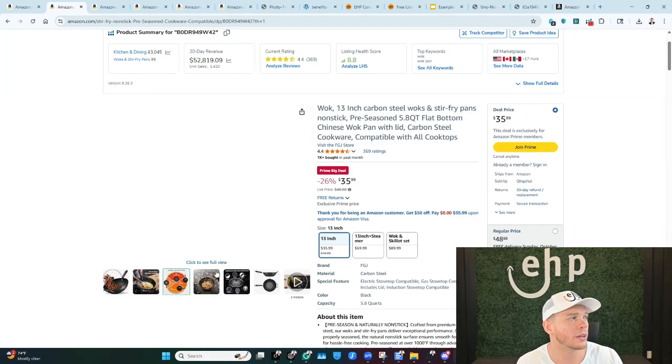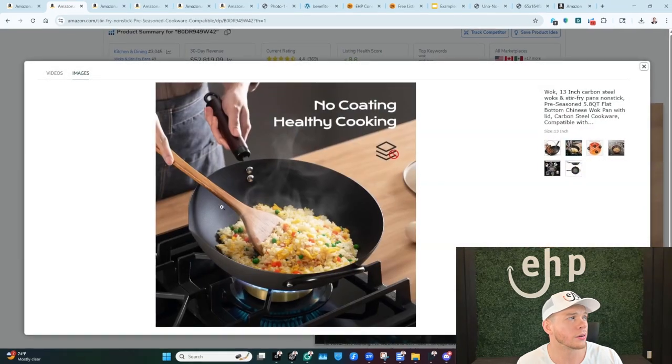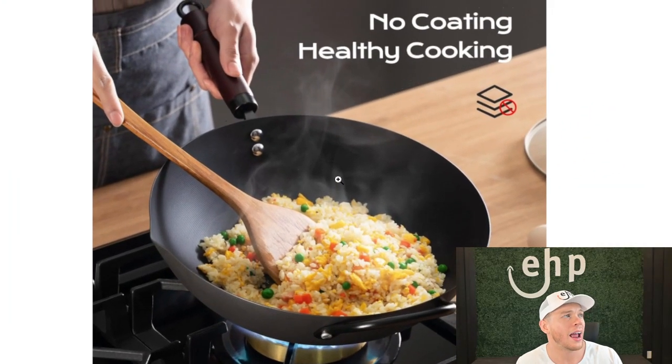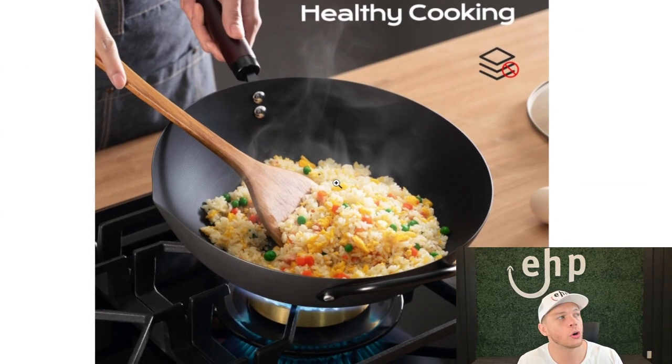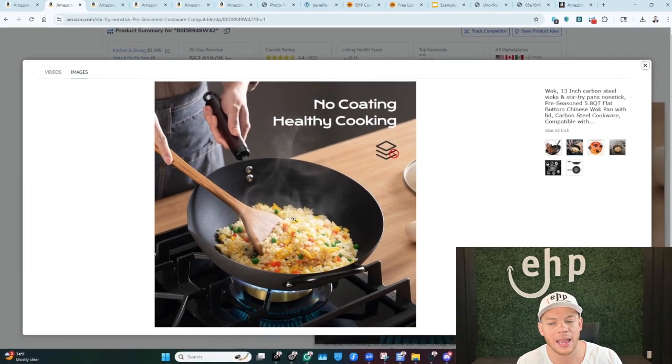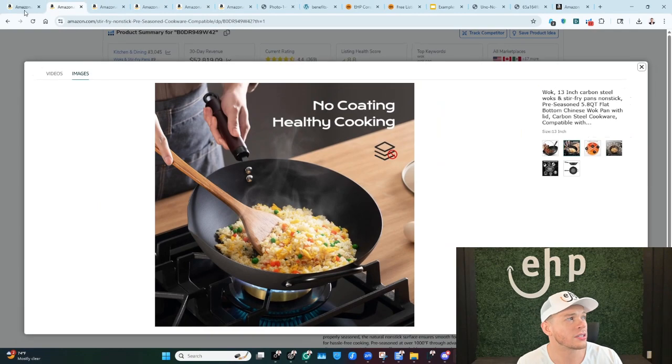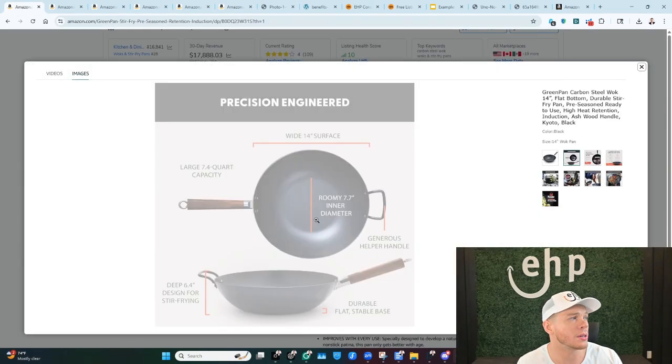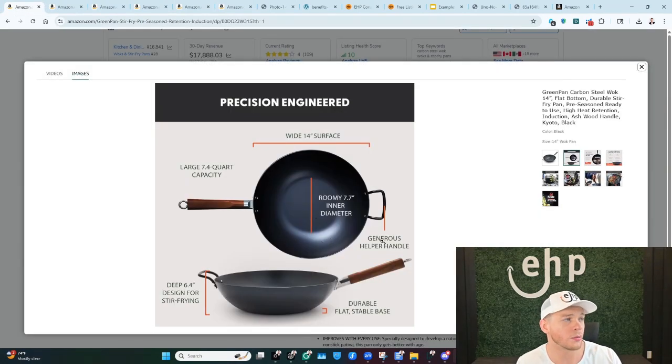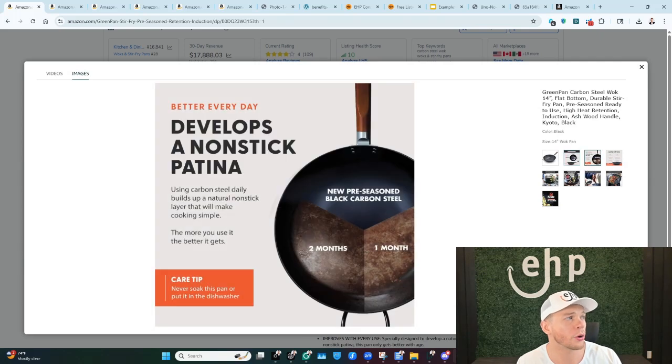And now we're going to look at this one, way better. No coding, healthy cooking. Look, they're actually cooking the food with the pan. Now, this is a pan being sold. This is their second image, and their second image is a bit boring, right? Let's check the third image.